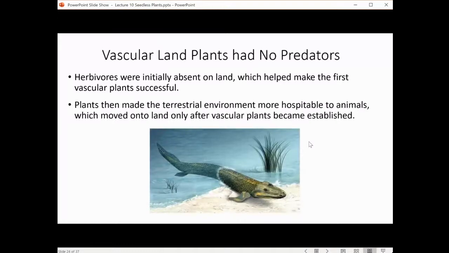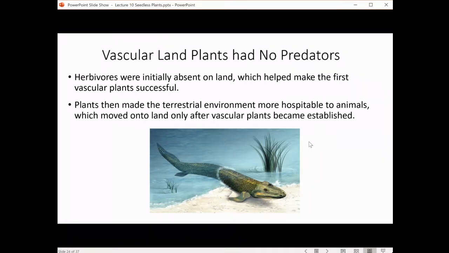So obviously this is going to be beneficial for the organisms that can exploit this benefit. Once plants move on solidly and establish on land, then it becomes possible, because remember, they're also changing the environment while they're there. It becomes possible for other types of organisms to come out of the water and move onto land.